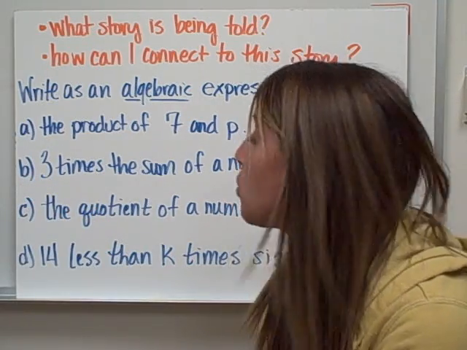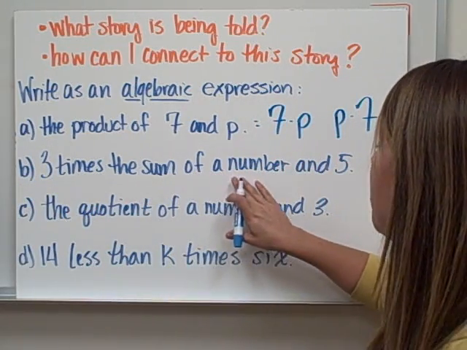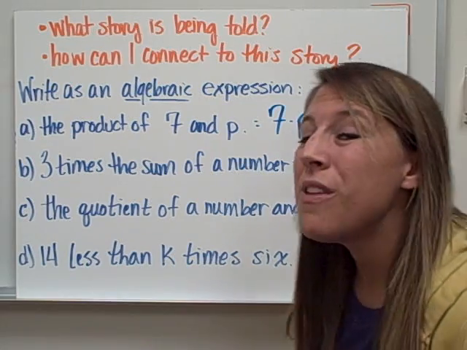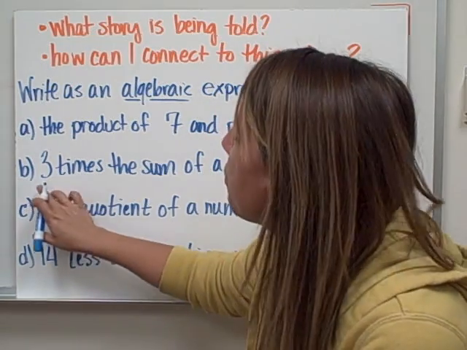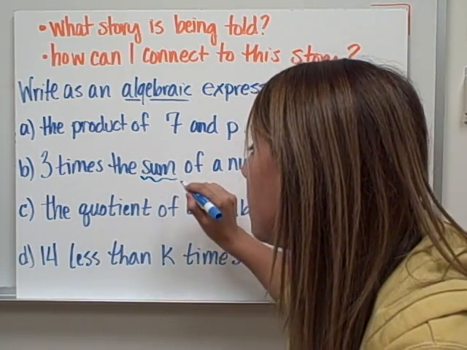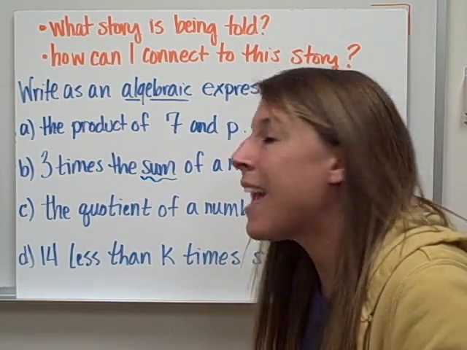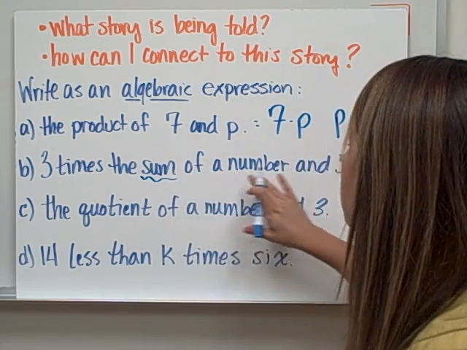Example B says 3 times the sum of a number and 5. We have a couple things going on here. We have 3 times the sum. Sum means to add together. The sum of a number and 5.